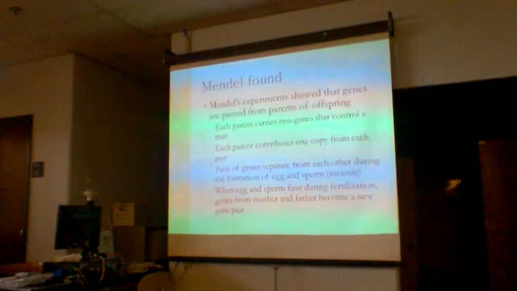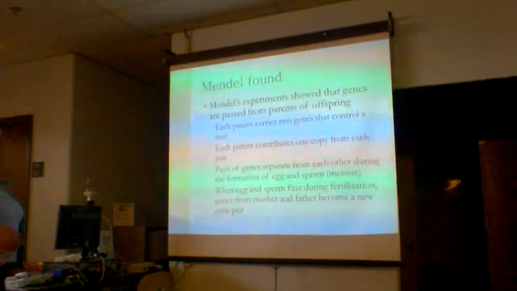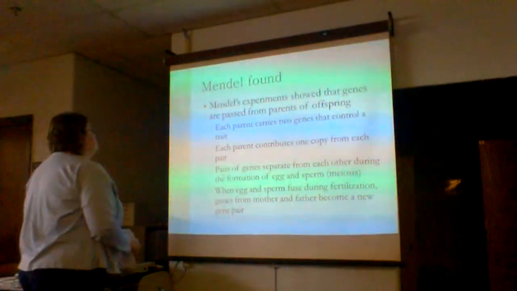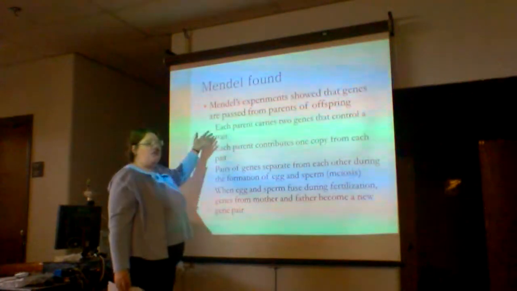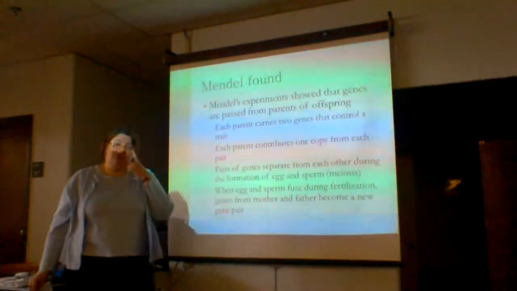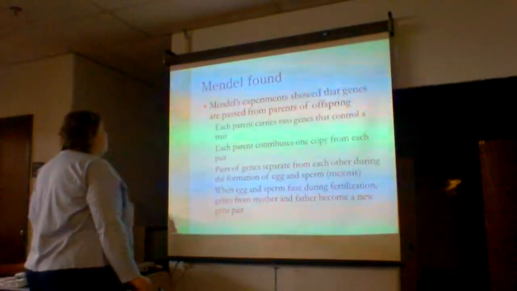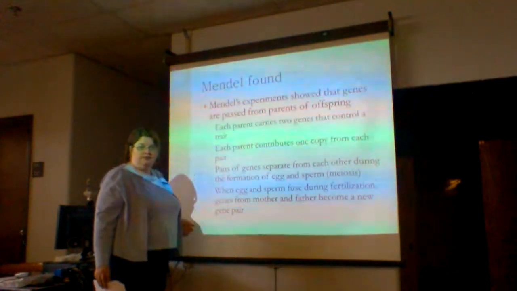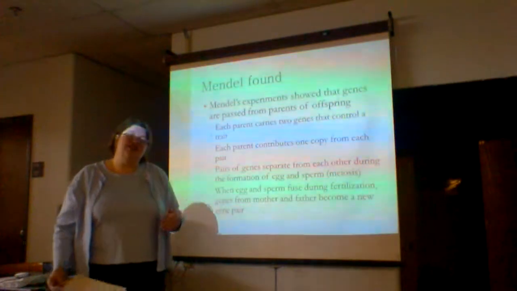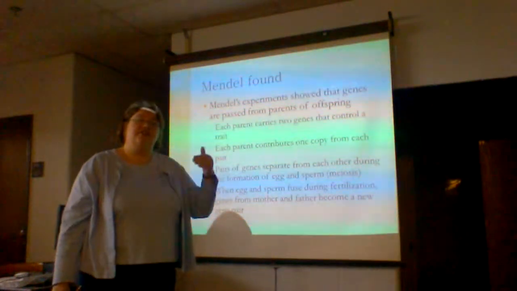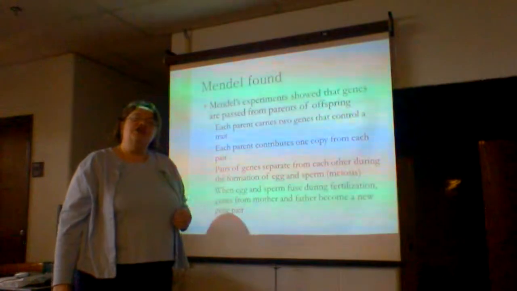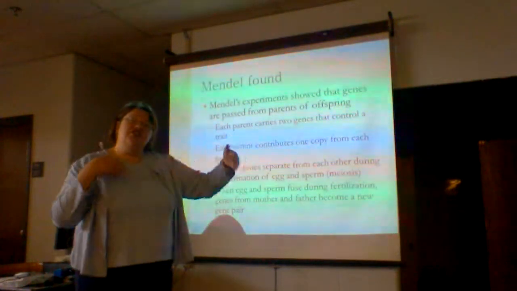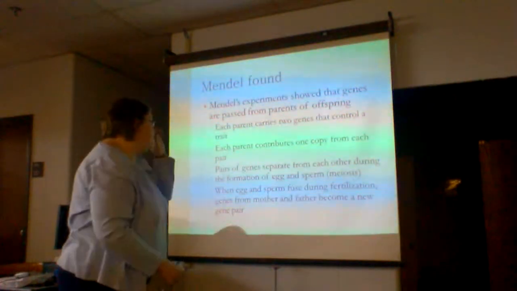And so Mendel did a lot of experiments and showed a lot of things about these heritable units. Each parent carries 2 genes that control a trait, and each parent passes 1 copy of that gene to the offspring. With pea plants, he could do generation after generation after generation. So he could see a trait and how it was passed from each of the parents through those offspring.